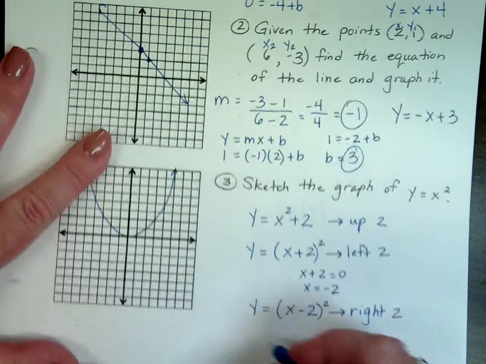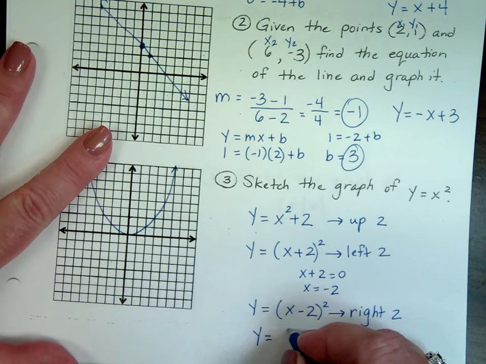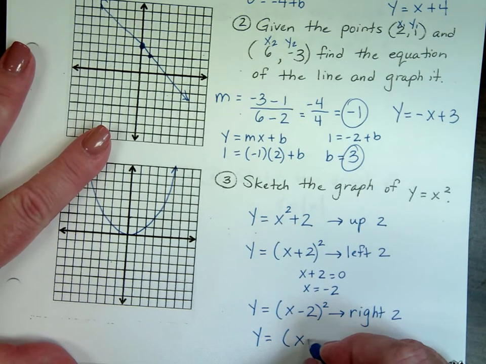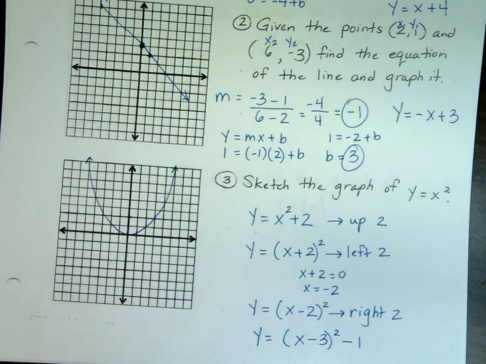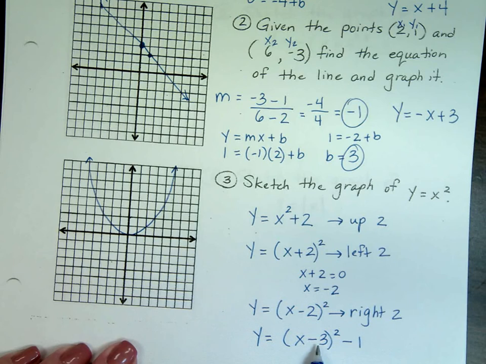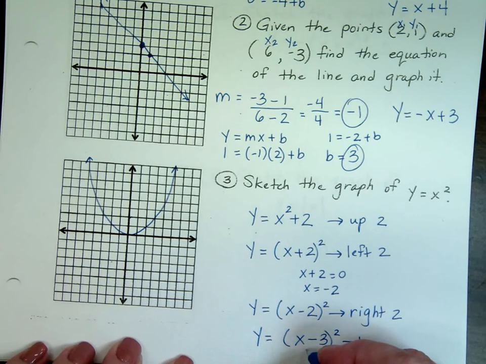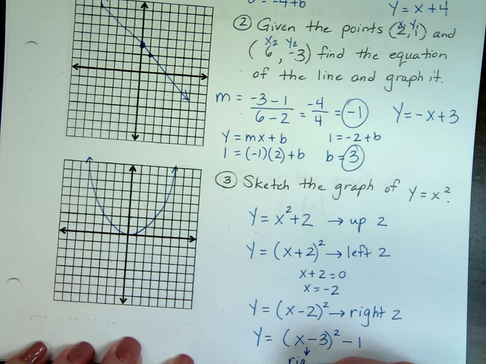Well, let's put it all together. Let's do a hard one. What if I had x minus 3 quantity squared, and then I had a minus 1? What's that going to do? And that is going to move it right 3 from this part. And the minus 1 moves it down 1.